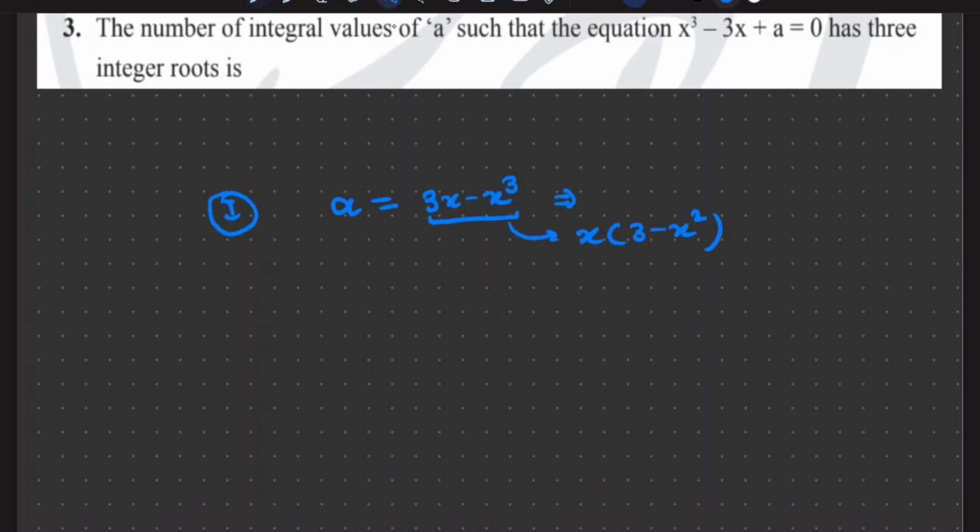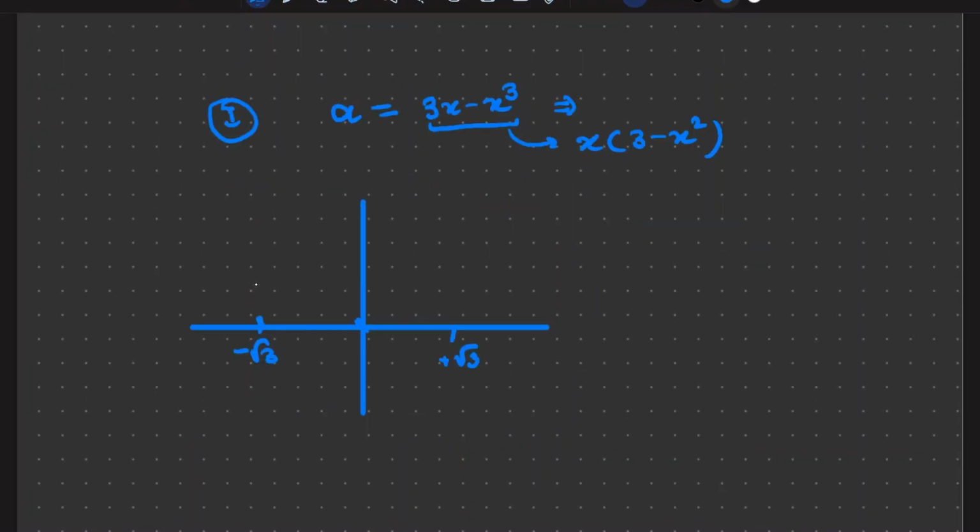So let us draw the graph now. As you can see, this equation has roots x is equal to 0, x is equal to minus root 3, and x is equal to plus root 3. And you can see that when x tends to minus infinity, this function tends to infinity, and when x tends to infinity, this function tends to minus infinity. So I'll be having a graph something like this.